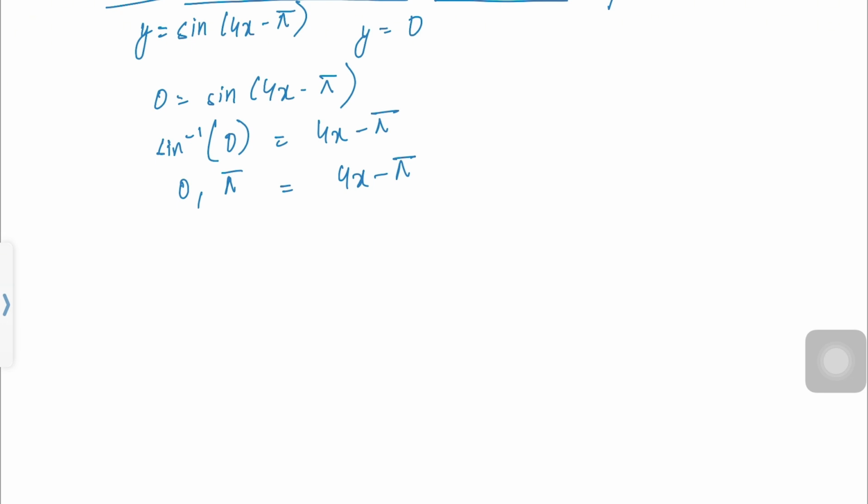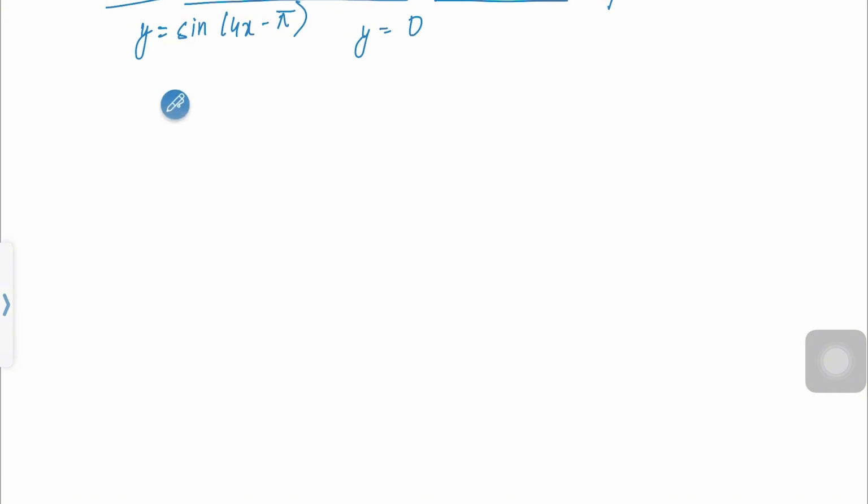So this would be this, and by solving it, you'll get 2 pi by 4. No, I think I'm making a mistake over here. Just simplify it a little bit.